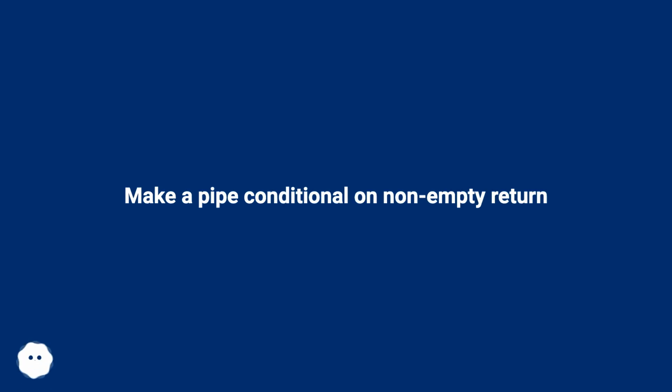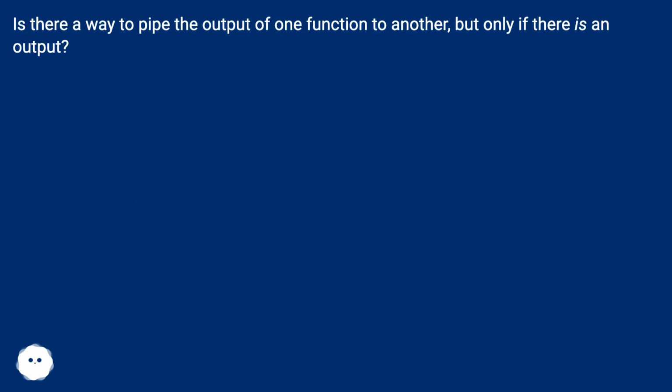Make a pipe conditional on non-empty return. Is there a way to pipe the output of one function to another, but only if there is an output?